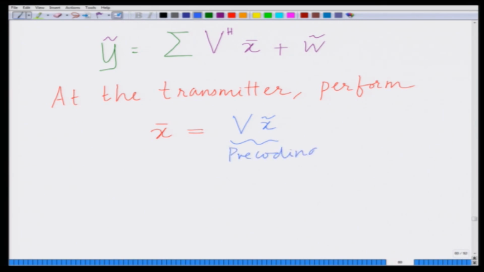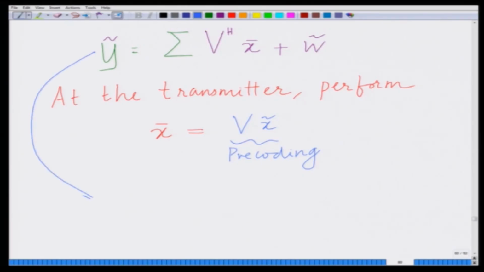This is termed as precoding. What we are doing is pre-processing the transmit vector, that is, we are transmitting x bar, where x bar is equal to the matrix V times x tilde, where x tilde is the vector that contains the transmit symbols. So, we are pre-processing the transmit symbol vector x tilde by multiplying by the matrix V. So, we have x bar equals matrix V times x tilde.